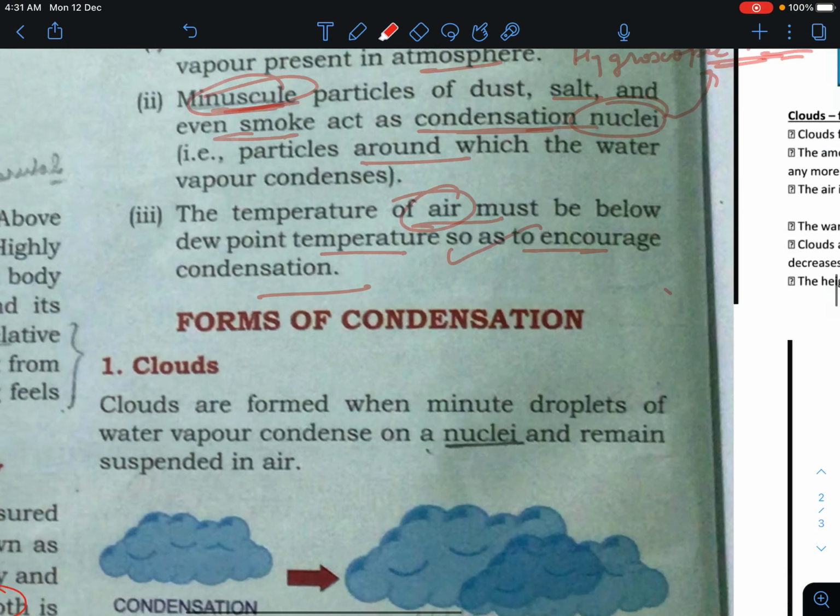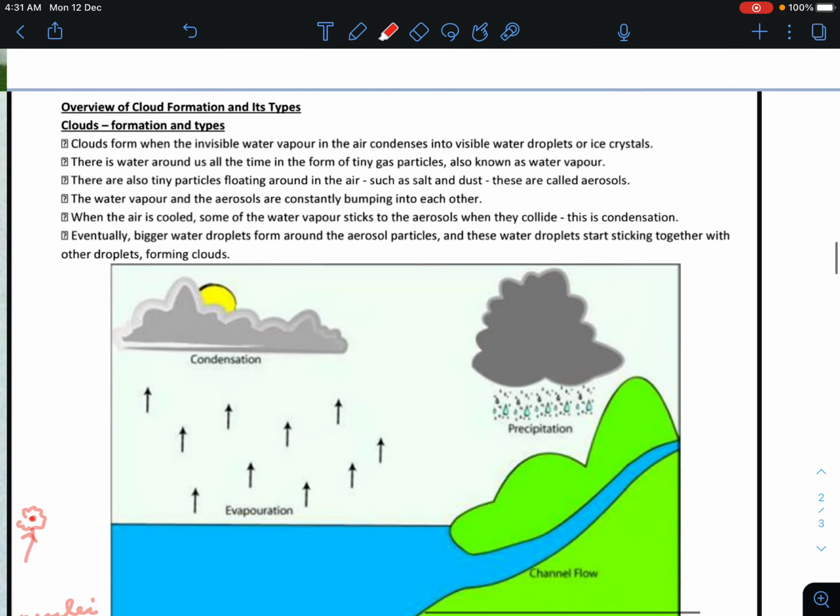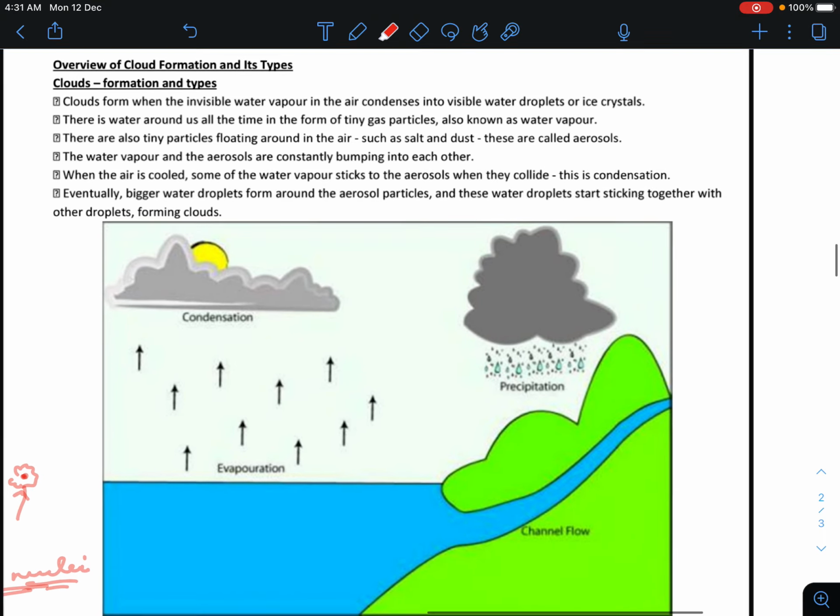Now we will talk about the next topic, the forms of condensation. Okay, the first one is clouds. You can say this is a cloud.